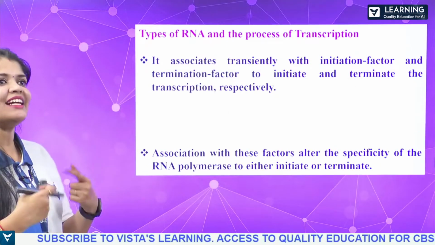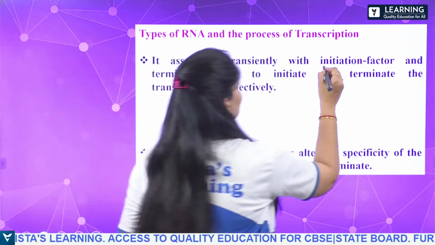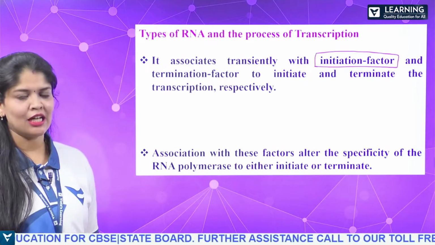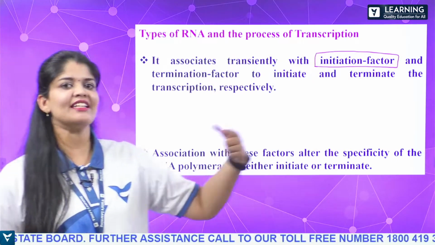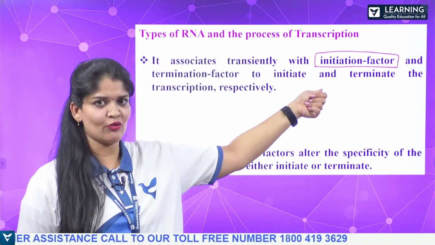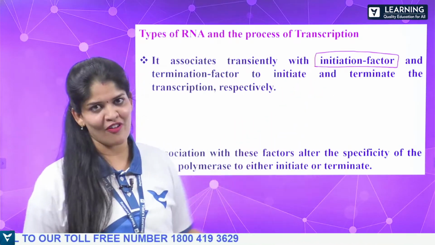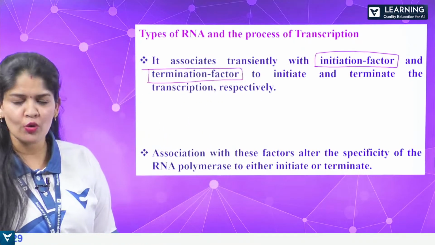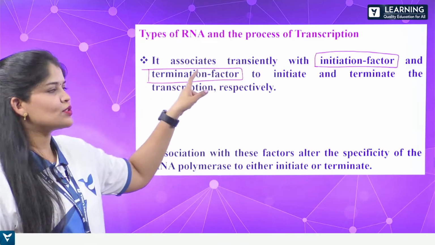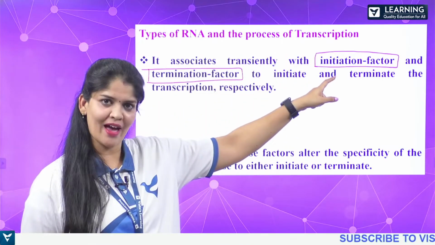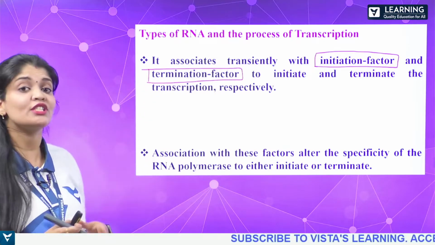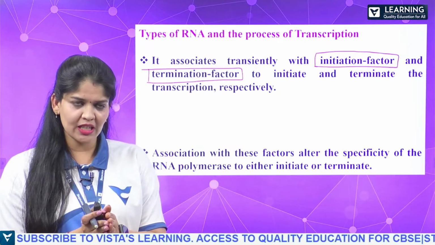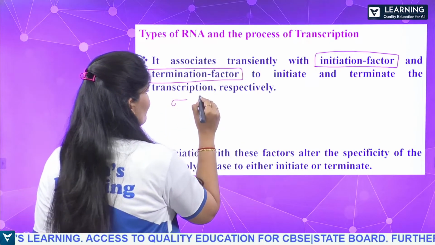Here, it will associate temporarily, that is transiently, with two important factors. One is for initiation, which we call the initiation factor, also called the sigma factor, and the other one is the termination factor, also called the rho factor. So the RNA polymerase, an enzyme, associates transiently with the initiation factor as well as the termination factor. First it associates with the sigma factor.